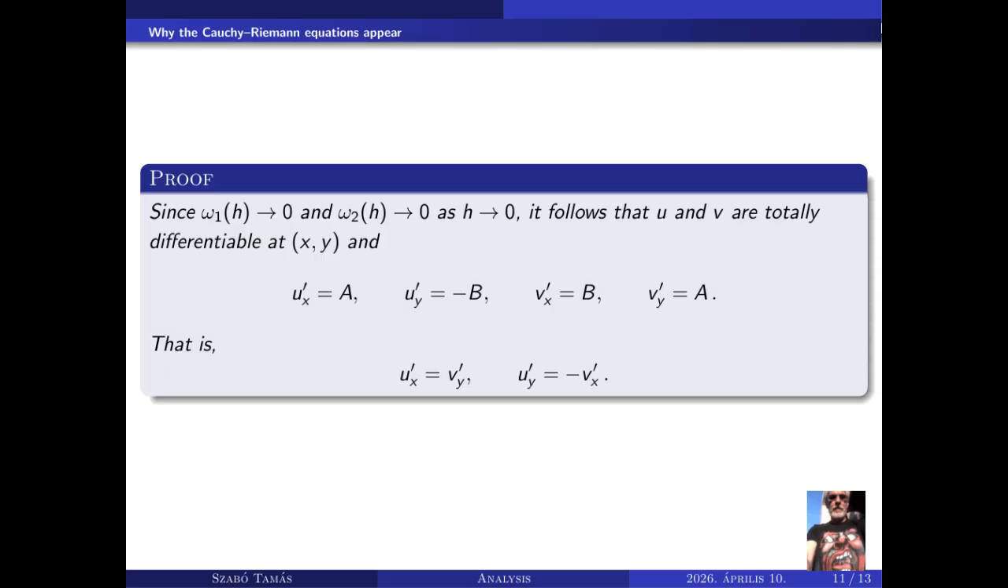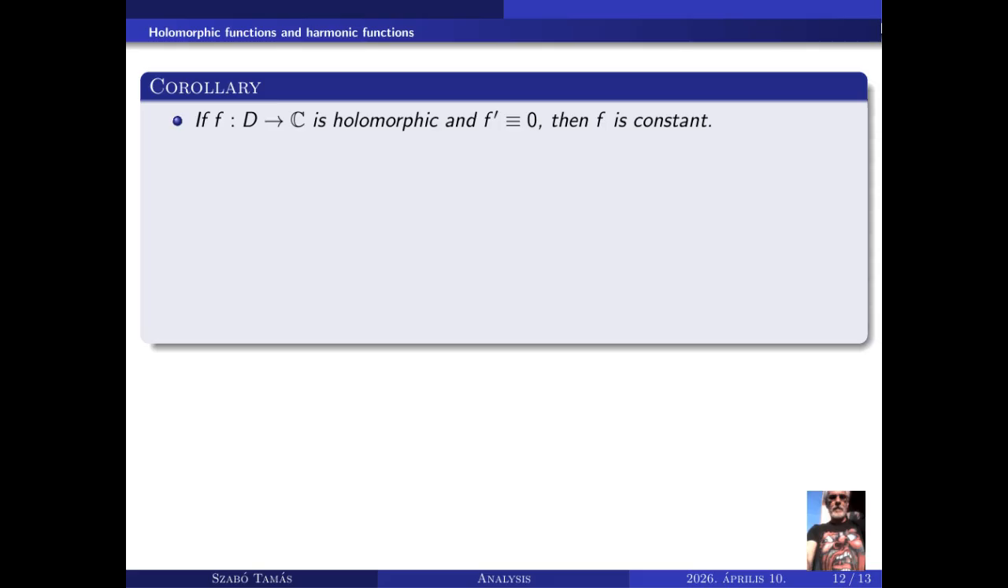Holomorphic functions and harmonic functions. If f from D to the complex numbers is holomorphic and f′ is identically 0, then f is constant. If f from D to the complex numbers is holomorphic and f(z) is real for all z in D, then f is constant.